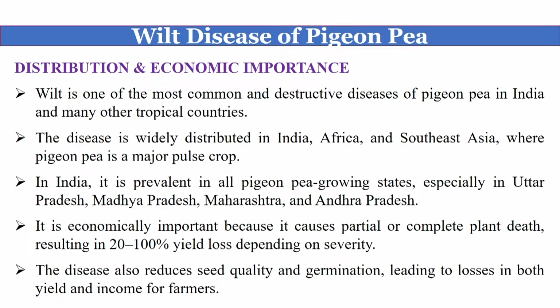And in India, it is prevalent in all pigeon pea growing states, especially in Uttar Pradesh, Madhya Pradesh, Maharashtra, and Andhra Pradesh. And it is economically important because it causes partial or complete plant death, resulting in 20 to 100% yield loss depending on the severity. The disease also reduces seed quality and affects the germination percentage, leading to the loss of both yield as well as income for the farmers.